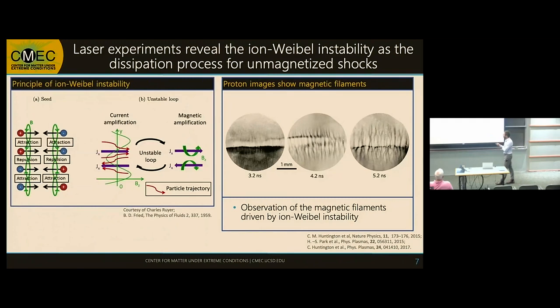A few words on the Weibel instability. The Weibel instability is a streaming instability that develops for counter-streaming plasmas. When you have two counter-streaming plasmas at high velocity, at the moment you start to have current perturbations, you will generate a magnetic loop. This magnetic loop will amplify the current, and this current will in turn amplify the loop. So you understand this unstable loop.